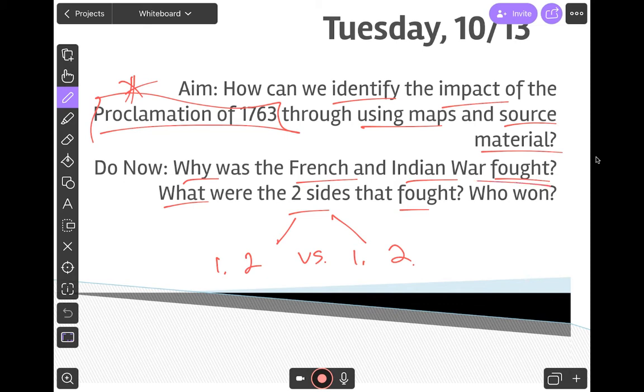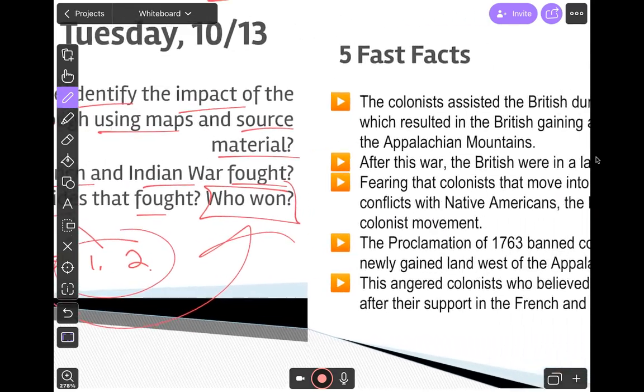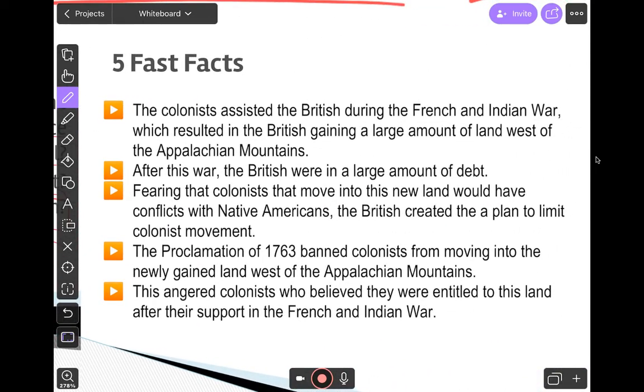And then the final question is: who won? Which of these sides ends up winning the French and Indian War? You can pause the video right now if you need to go back to your assignment from last week. That's more than fine. But we'll pick up at the fast facts together.